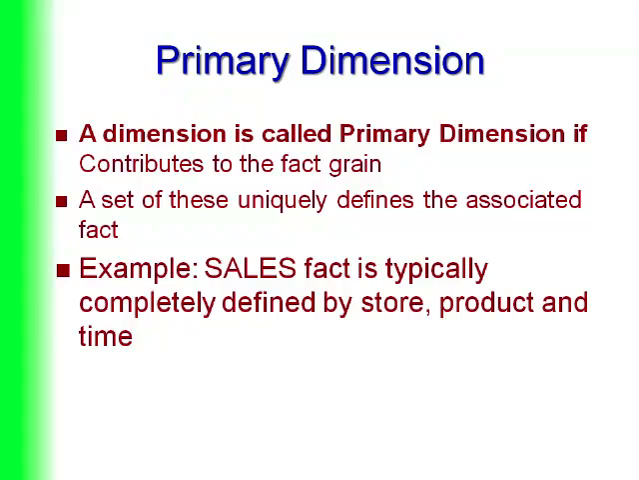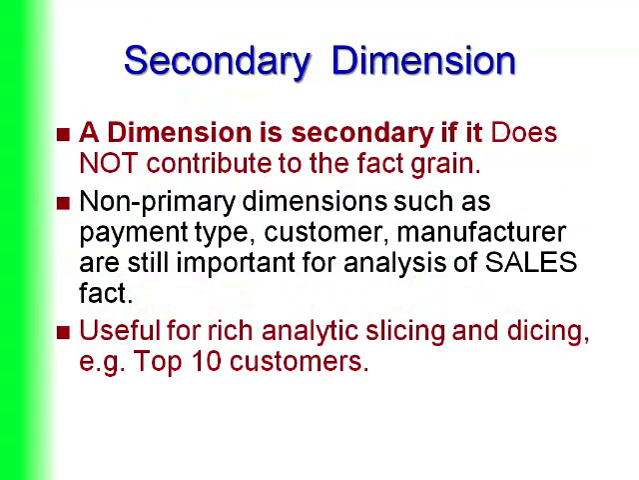Secondary dimension. A secondary dimension is a dimension that doesn't contribute to the fact grain, which we also term as non-primary dimensions. Examples of this kind are payment type, customer, and manufacturer, which are still important for analysis of sales fact. Secondary dimensions are generally useful for rich analytic slicing and dicing. For example, top 10 customers or top 20 customers, top 5 products. In that situation, we consider the secondary dimensions.